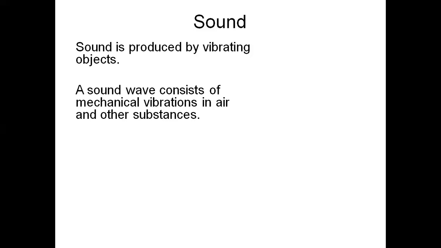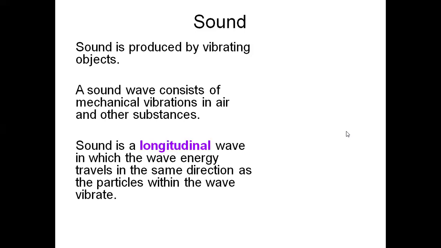Sound is produced by a vibrating object. The vibrating object can be a drum skin, it can be a vocal cord, it can be a ruler which is pressed at one end while the other end is disturbed. A sound wave consists of mechanical vibration in air and other substances.